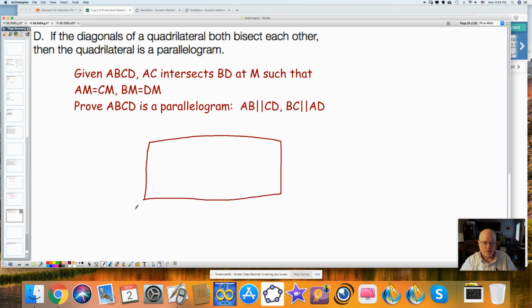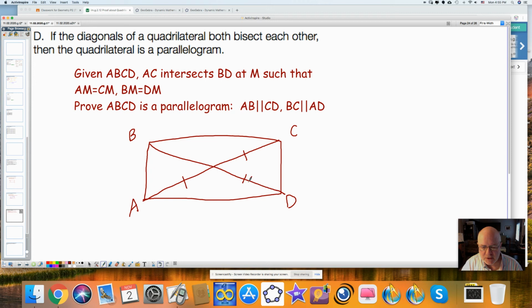So here we have a quadrilateral. We'll label it A, B, C, D. Notice I go in clockwise order. I do not go zigzag. If you zigzag, you're not making a quadrilateral. You're making a bow tie. So here we have the diagonals. This is congruent to this, and this one is congruent to this one. It does not say it's a rectangle. It looks kind of like a rectangle, but that doesn't mean it's a rectangle.